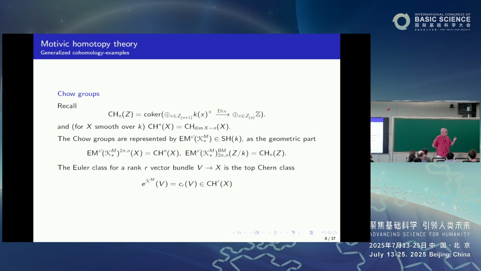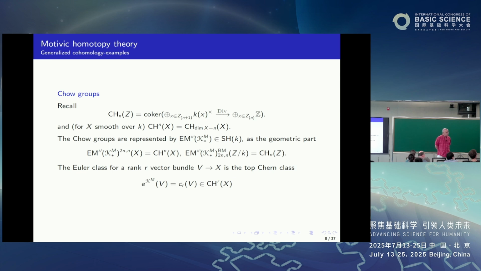Now, if Z is your X, which is now smooth over K, so now we're taking our base scheme to be spec K. That's our field K. And we can re-index by codimension. So it's a trivial re-indexing.